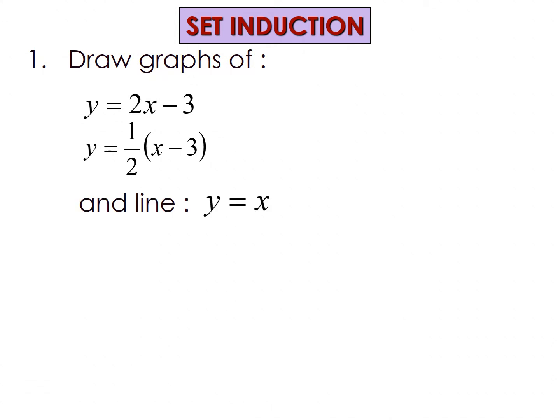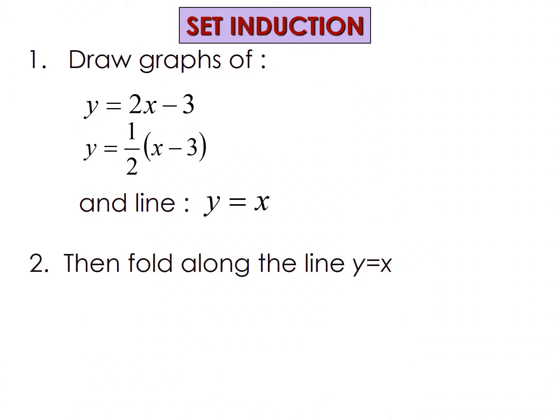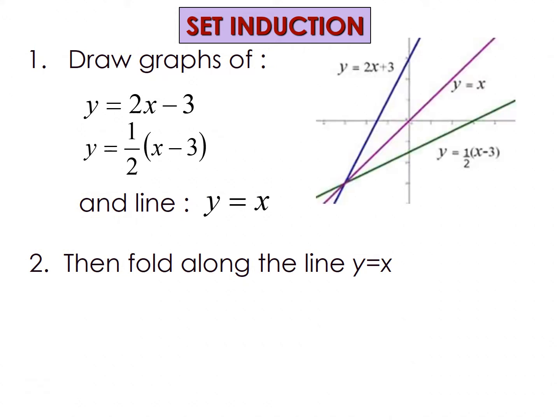And then you draw the line y equals x. This is also a straight line with m equals 1 and y-intercept 0. Then after you draw, you fold along the line y equals x. This is the graph of y equals 2x minus 3, y equals 1 over 2 multiplied by x minus 3, and y equals x.